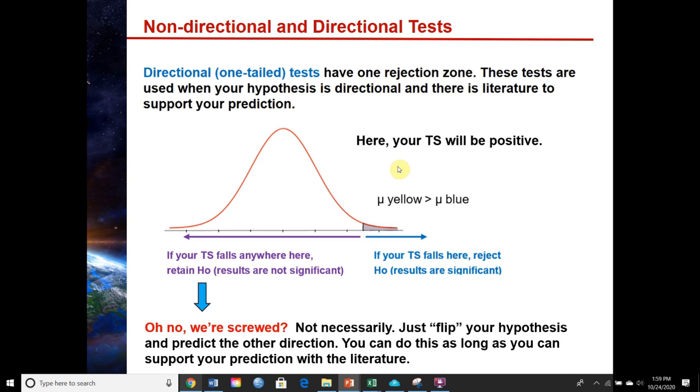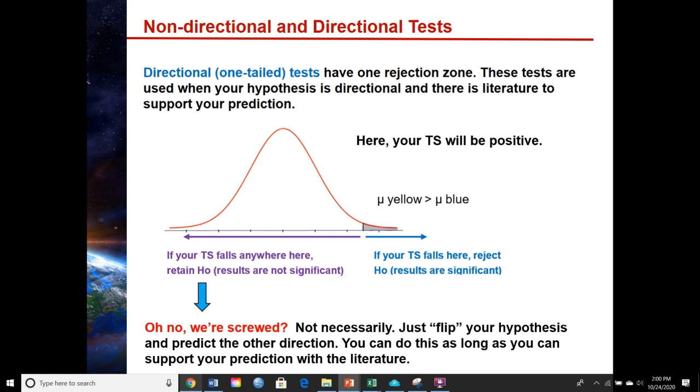But let's say that lo and behold, the whiskey group actually does better. All right. Then I'm like, uh-oh, I'm in the wrong tail now, right? Because I predicted the opposite. So I'm going to have to flip my hypothesis. If I don't, I'm going to have to say my results are not significant. Okay, well, with my first prediction, whiskey will do worse than placebo. Do you think I can find literature on that? That literature saying that alcohol impairs cognition? Absolutely. I'm going to be able to find those studies.